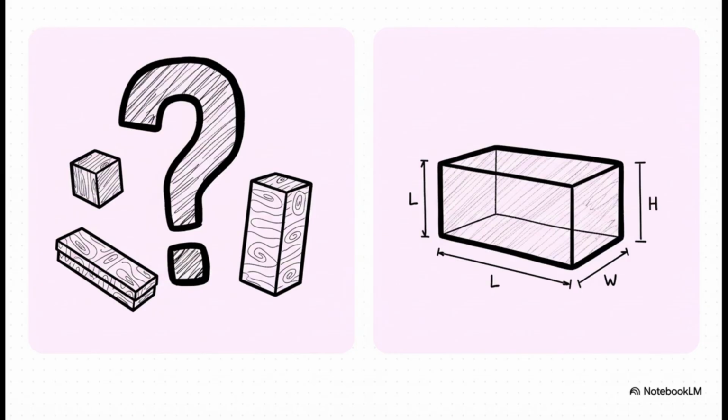On the one hand, a wooden box. That could be anything, right? But on the other hand, you've got a specific, measurable, and totally understandable object. That clarity, that is what this is all about. It's the difference between being confused and actually creating something.